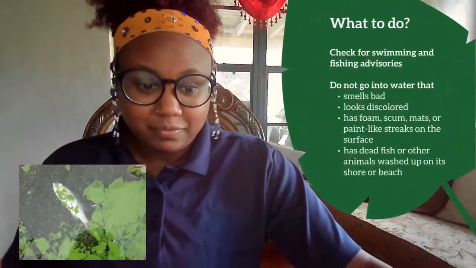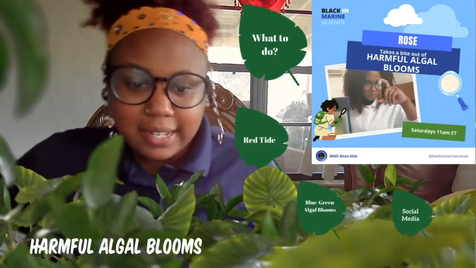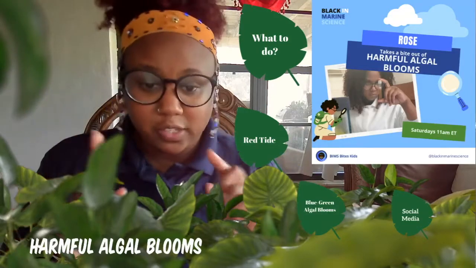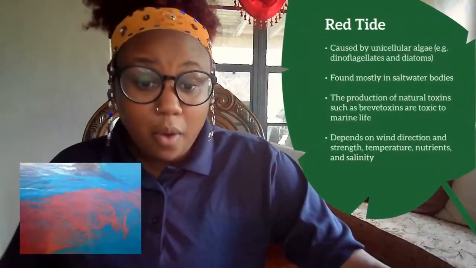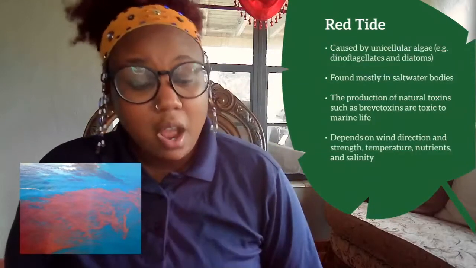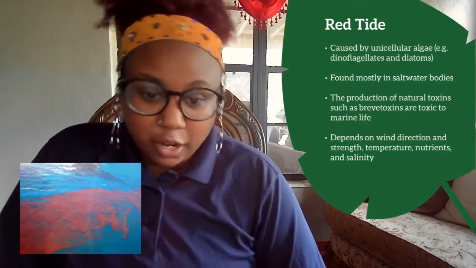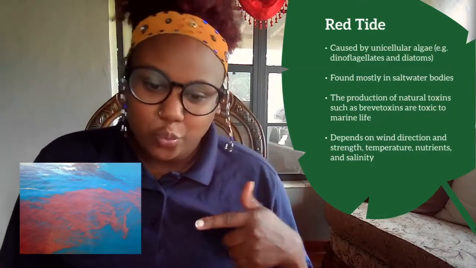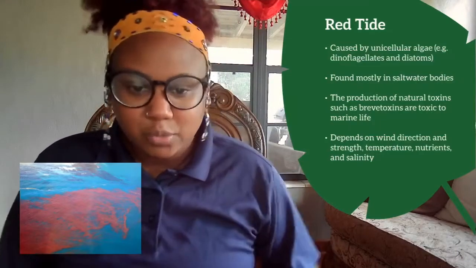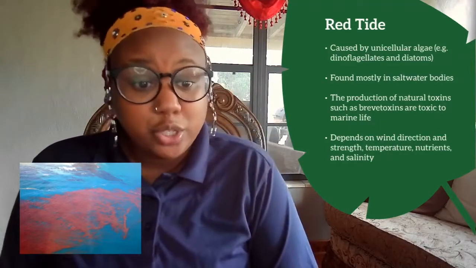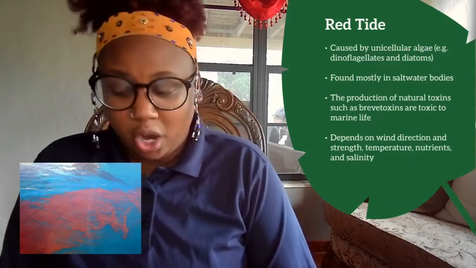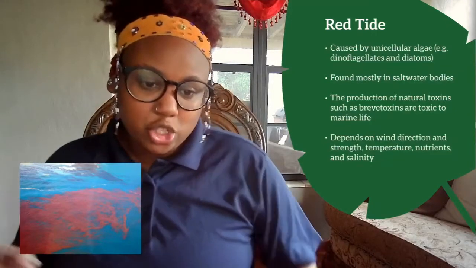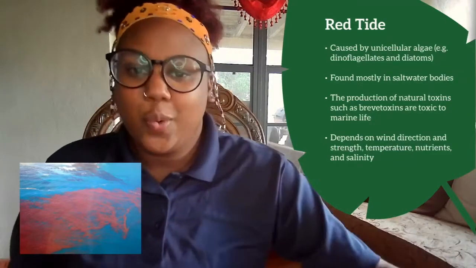So, typically, when we're talking about harmful algal blooms, we'll differentiate between freshwater algal blooms and saltwater algal blooms. Now, saltwater algal blooms, known as red tide, are caused by unicellular algae known as dinoflagellates and diatoms. Red tide doesn't tend to thrive in freshwater, so we would see these more in saltwater ecosystems such as our coastal environments. These can produce natural toxins such as brevetoxins, which are very harmful to both people and marine life. And it depends on the wind direction and strength, temperature, nutrients, and how salty the water is.